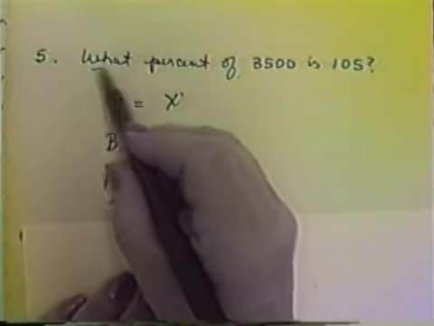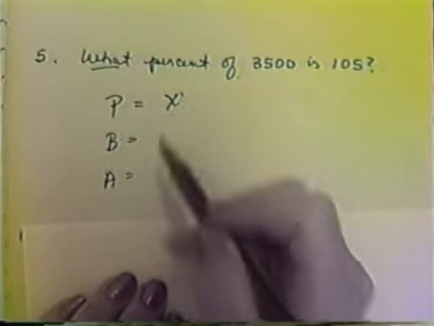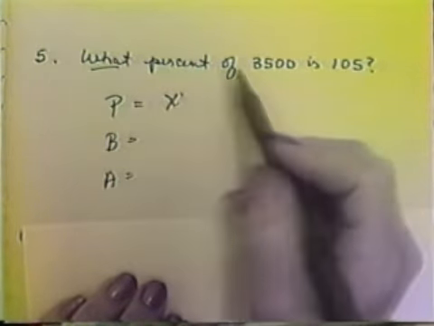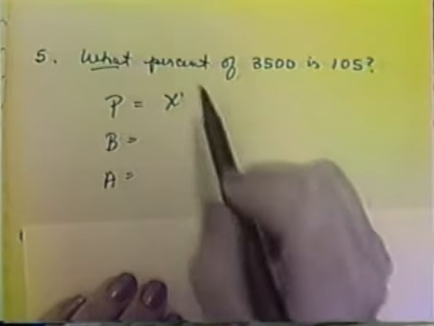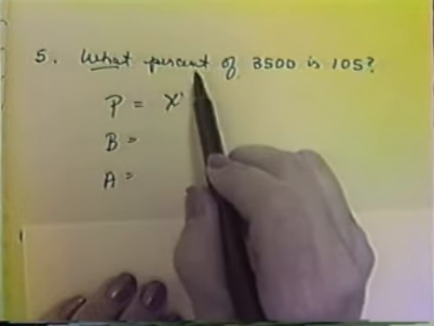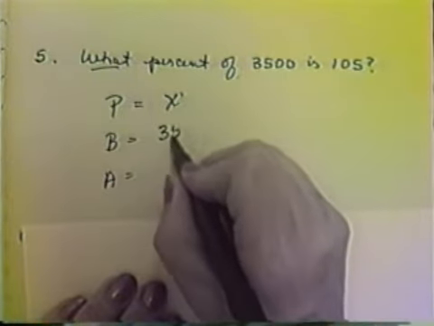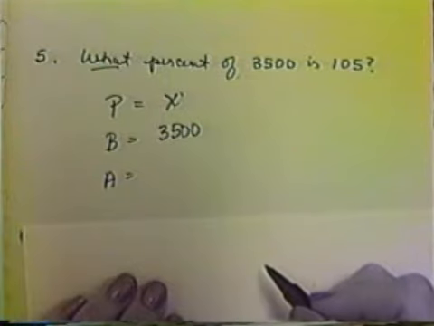Since we're looking for what percent, our percent must be the unknown. Now, what would we be taking the percent of? It says what percent of 3,500. So we're taking the percent of 3,500, and that's what our base is.